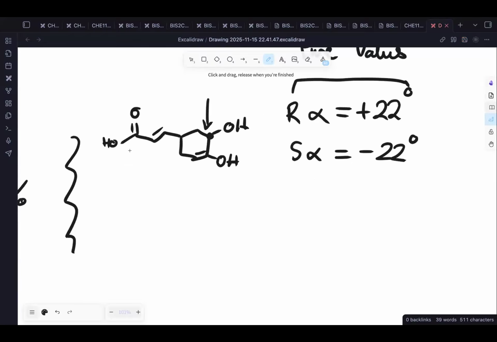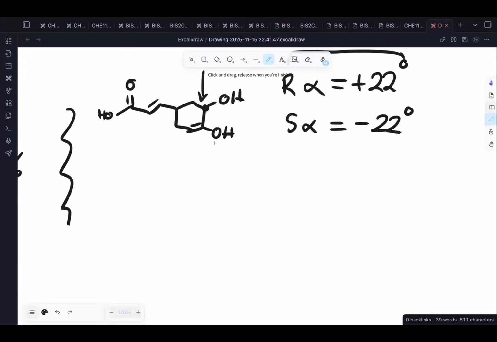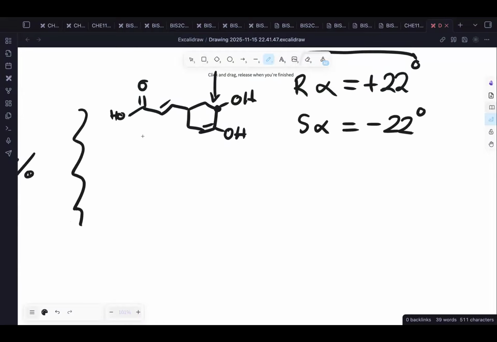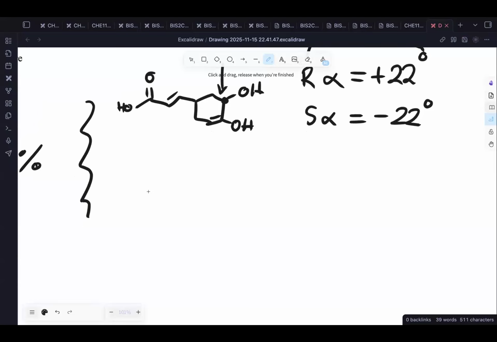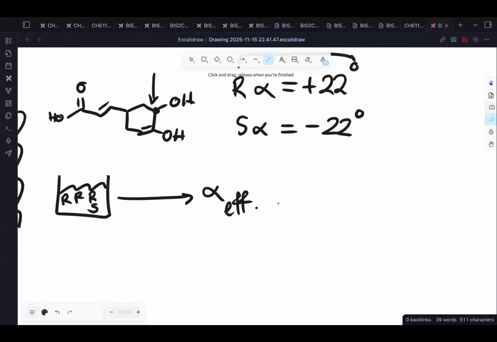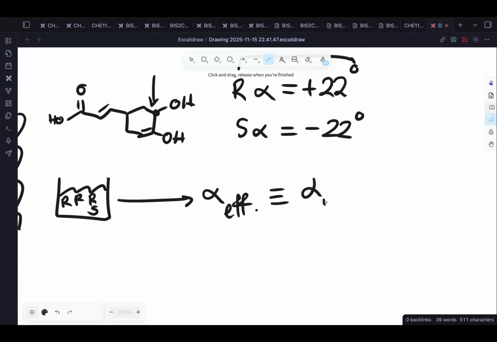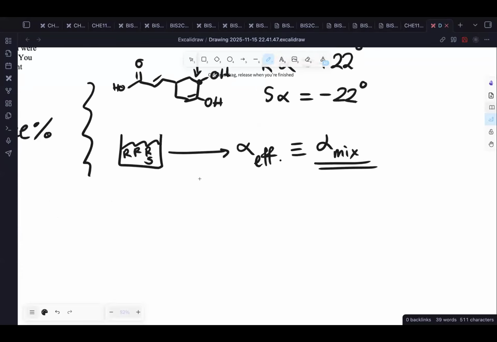Now, if these are the pure values, something that a chemist might do is, let's say they're making a molecule and this is one of the steps they're trying to make, and they want to report how pure their new method was. In that, there's going to be a mix of some R's and some S's, and that's going to affect the alpha that you get. So I'm going to call this alpha effective, or oftentimes you're going to see this as alpha mix. For simplicity, I'm going to say alpha mix.